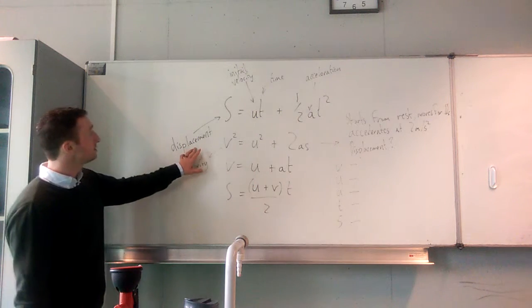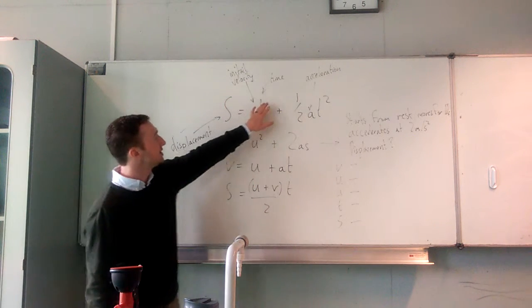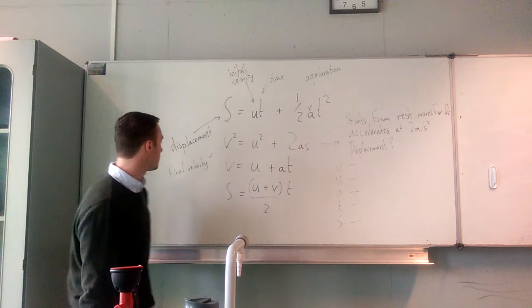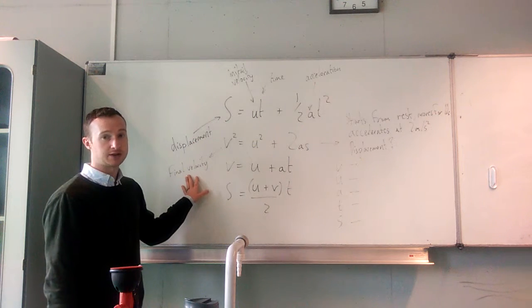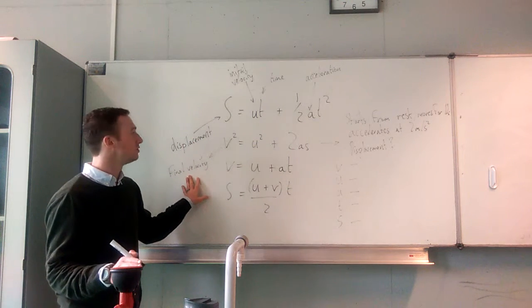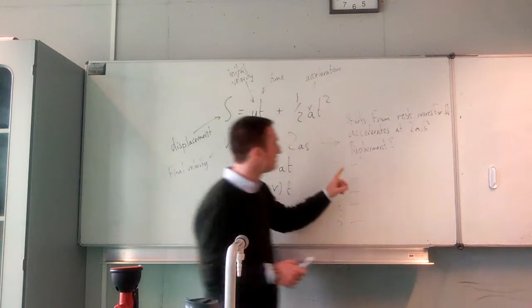S is for displacement. U is initial velocity. T is time. A is acceleration. And v is final velocity. And this is the way we're going to use them. We've got a question over here.